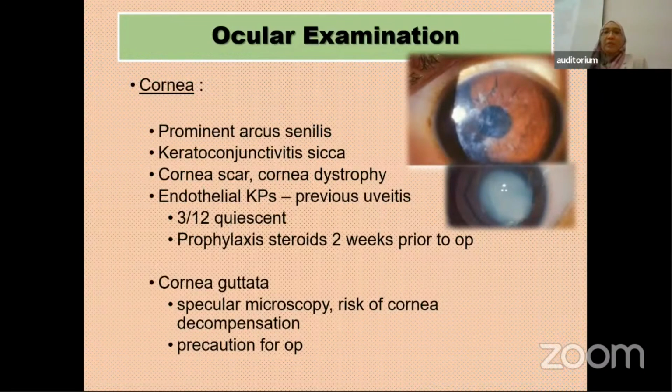And then patient with very dry eye, keratoconjunctivitis sicca, we might need to treat the dry eye first with aggressive lubricants before we proceed with cataract surgery. Because this patient might have, for example, persistent epithelial defect later on. So might be very difficult to treat actually sometimes. And then can cause corneal ulcer, everything.